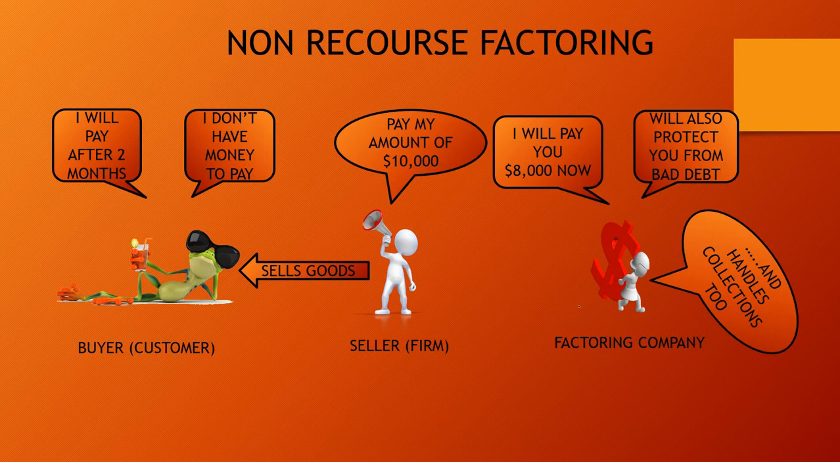But if this factoring company is taking the risk, it's obvious that it must be charging a huge amount of fees. As we have already learned in the previous videos, as the risk increases, returns also increase. So if this factoring company is taking the risk, it will demand more fees. So in recourse factoring, the factoring company pays the amount in advance to the firm. It also protects the firm from the bad debts. It also handles the collection, but it charges more fees for that.